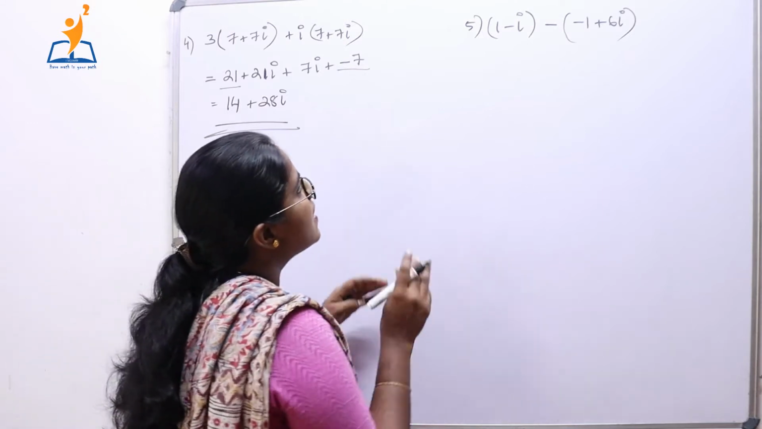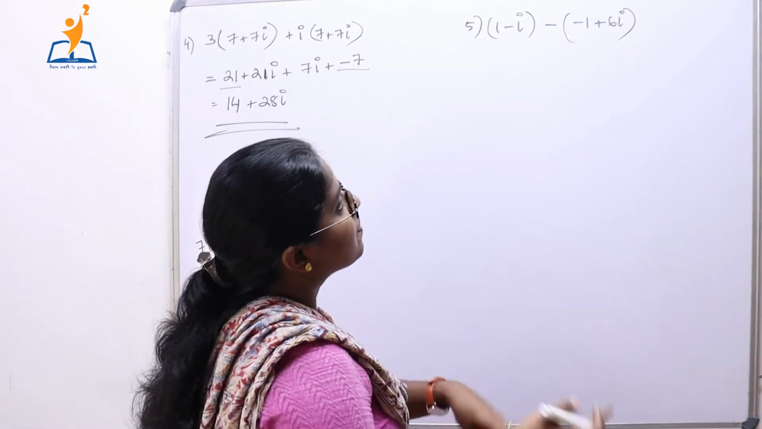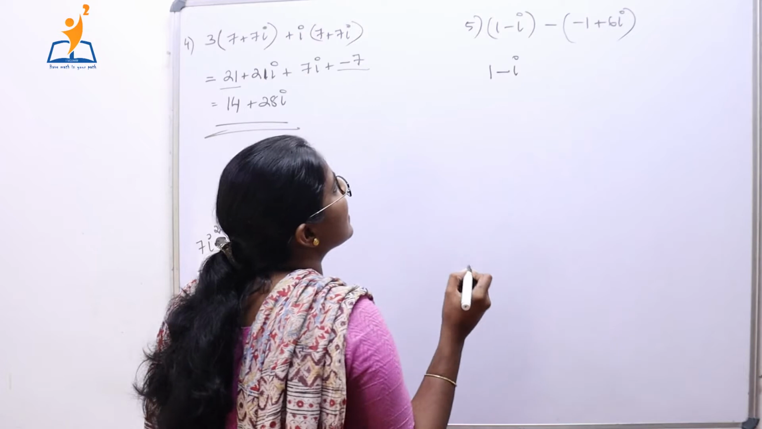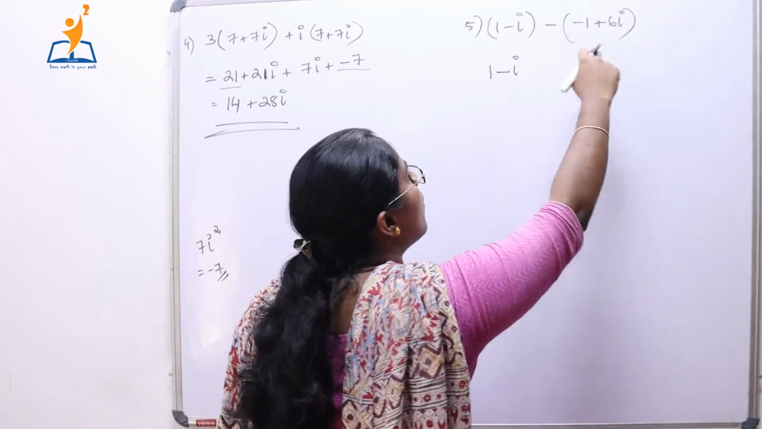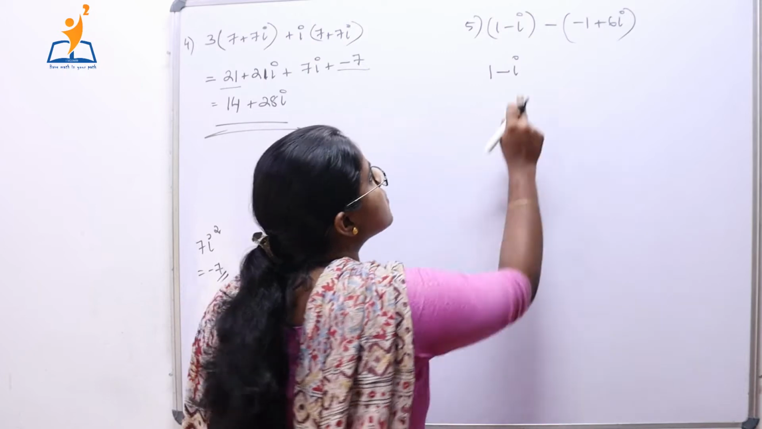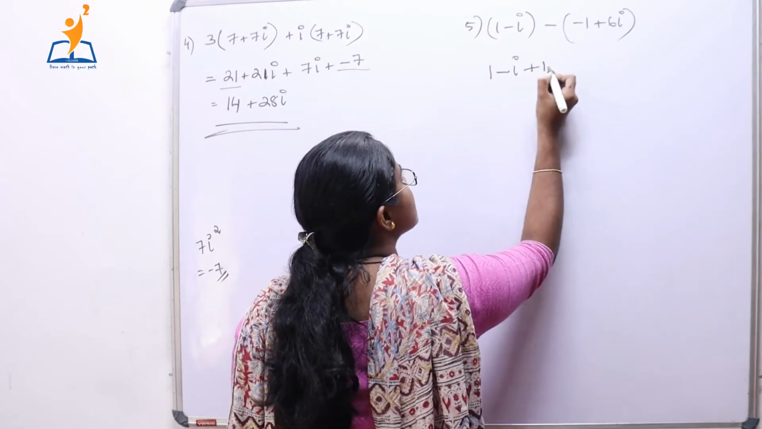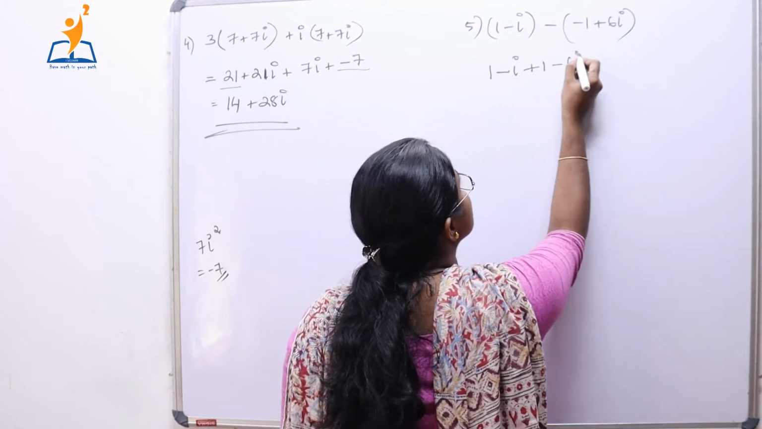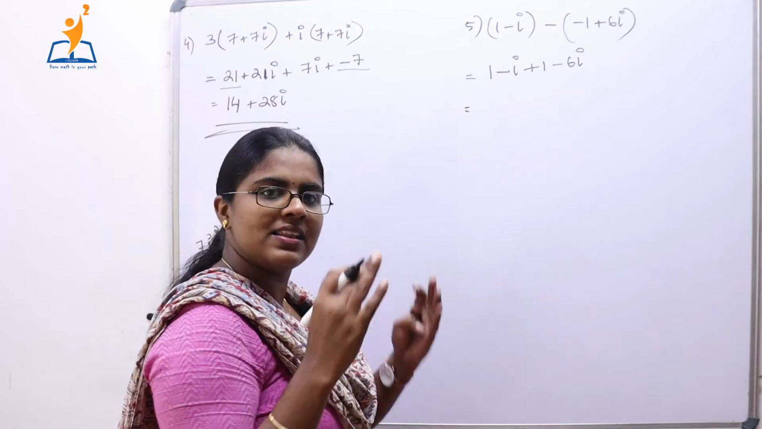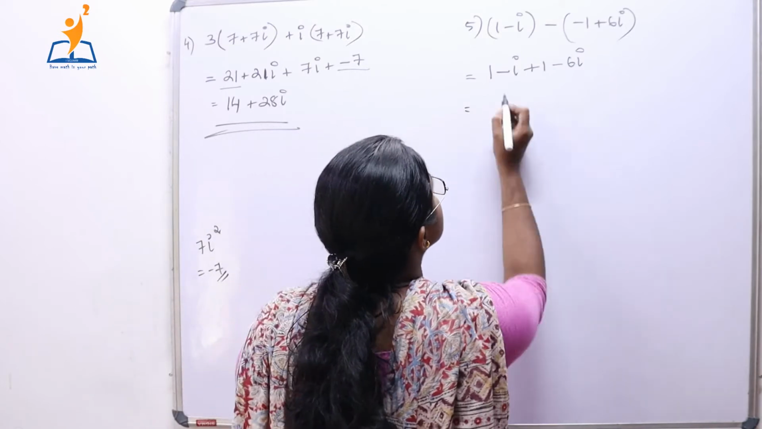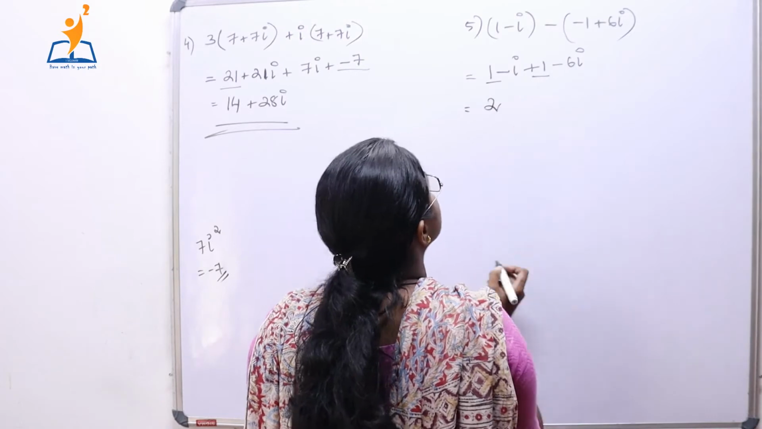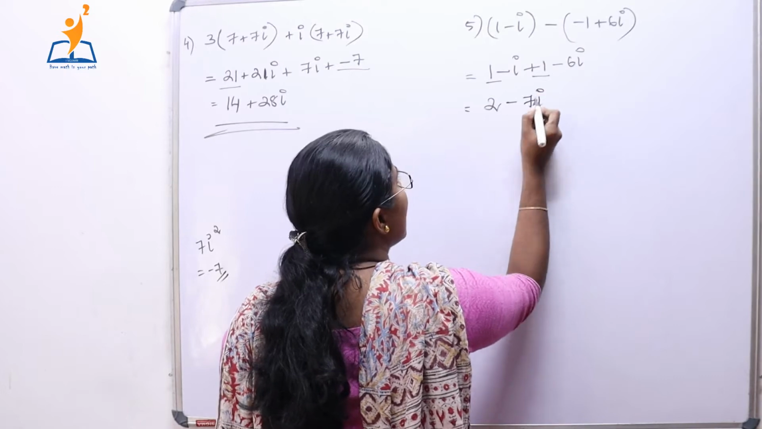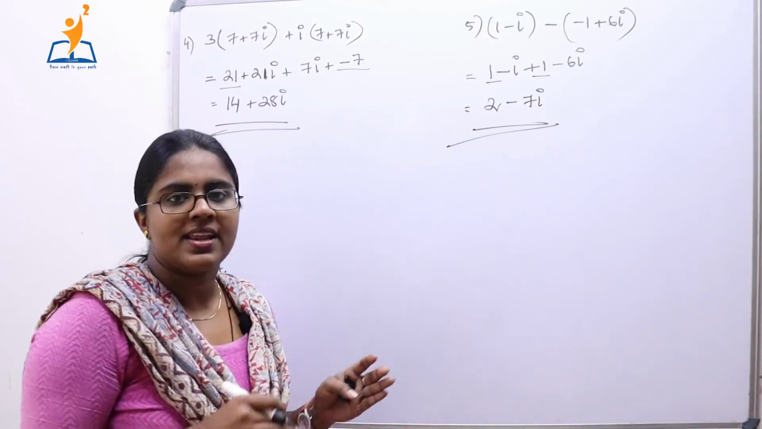Now the next question is 1 minus i minus 1 plus 6i. So what will we do? 1 minus i will be written exactly like that, and minus is common to all the terms inside the second brackets. So minus into minus 1, it is plus 1. Again minus into plus 6i, it is minus 6i. So now we will add the real parts and then we will add the imaginary parts. So real parts 1 plus 1, it is 2. Again minus i minus 6i, it is minus 7i. So the answer is 2 minus 7i.